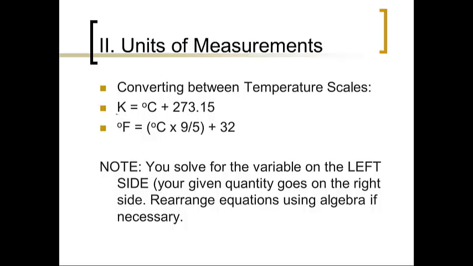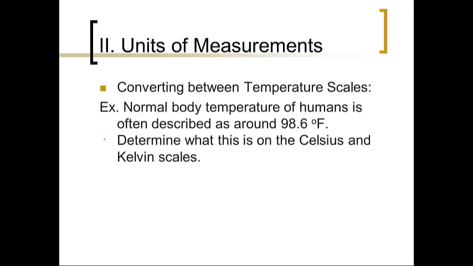You are solving for this, and this is what you have to be given. The things on the right side are what you're given. Okay, so if you're trying to solve for something on the right side, you need to rearrange the equations. So let's try a quick little problem. Normal body temperature, 98.6 degrees Fahrenheit. So what's this on the Celsius scale, and what's this on the Kelvin scale?